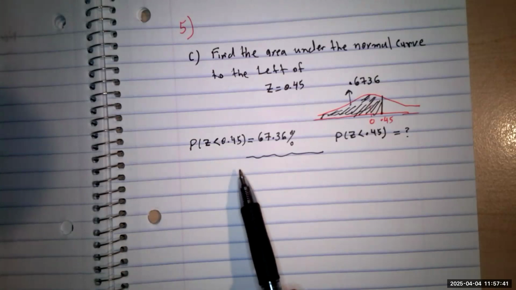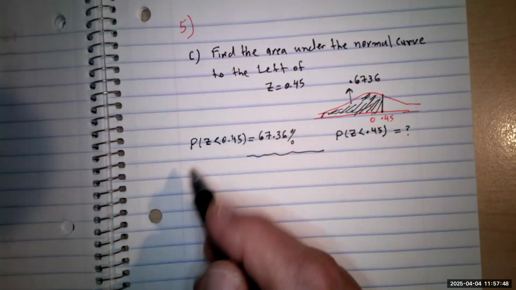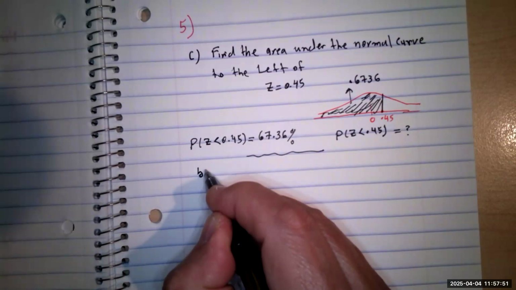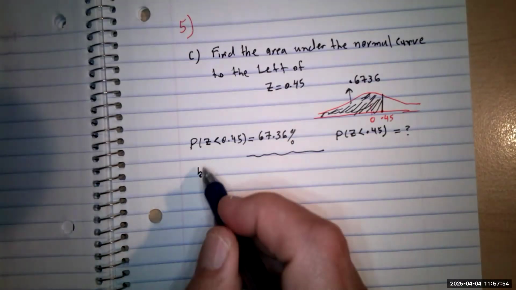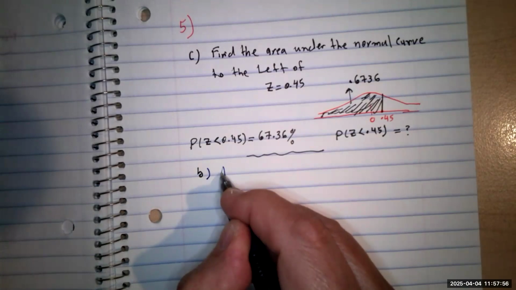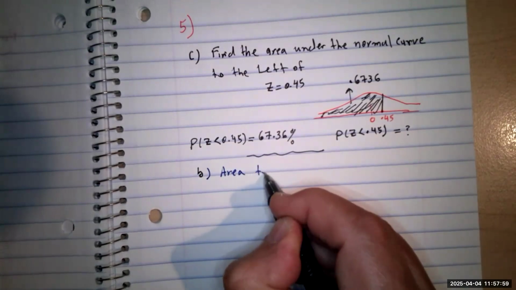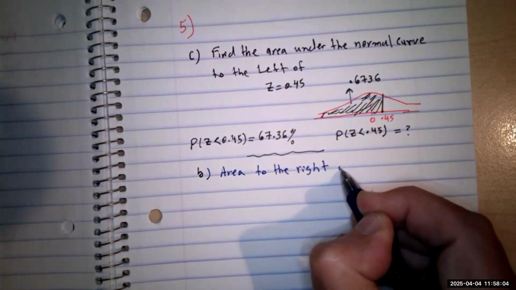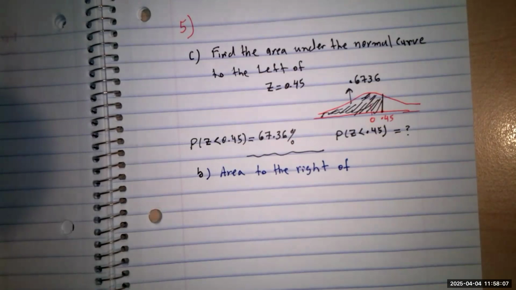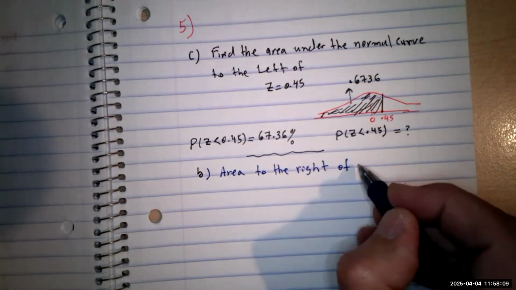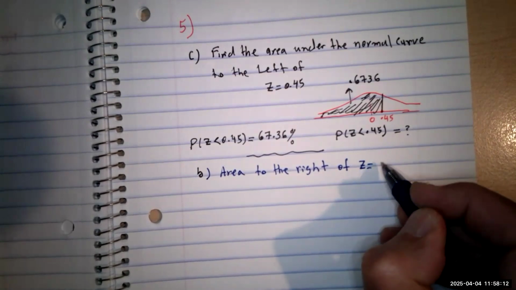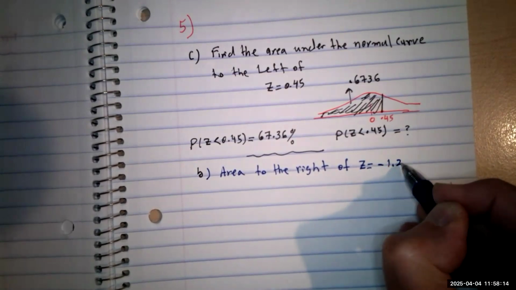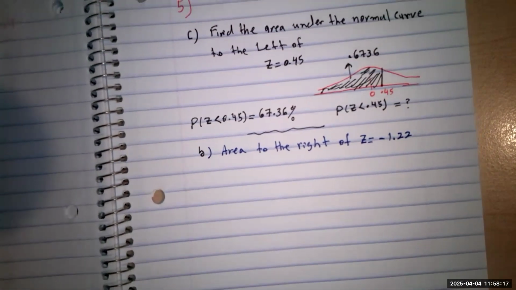So this is going to be case one. Now the other cases that we did have. Now we can go with the B. Okay, part B. Part B, we would like to find the area to the right. Area to the right of the number that was given: area to the right of z equal to negative 1.22. Okay, get the graph.